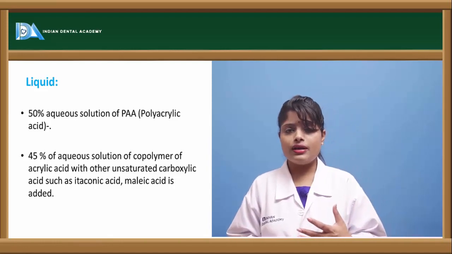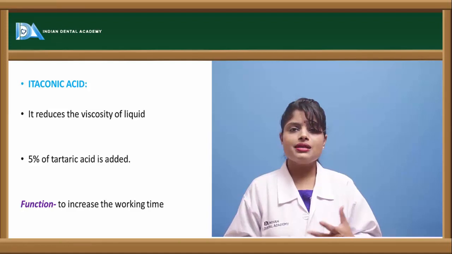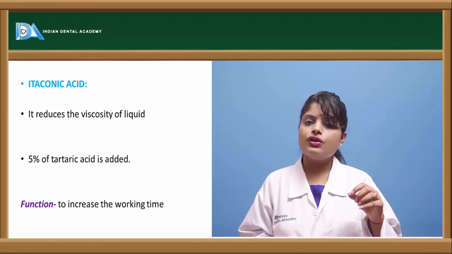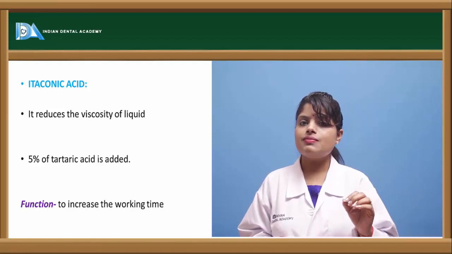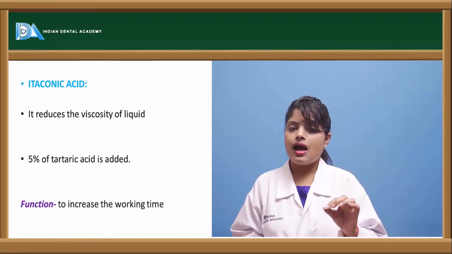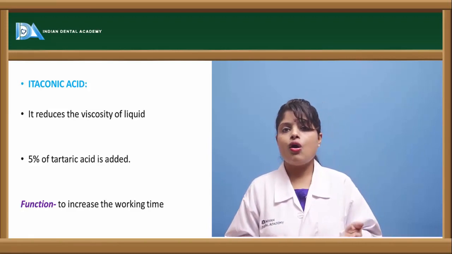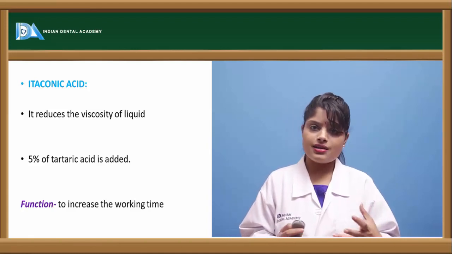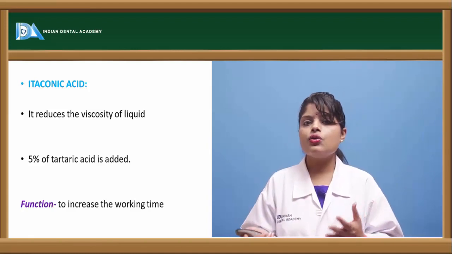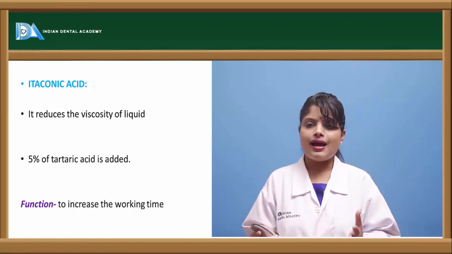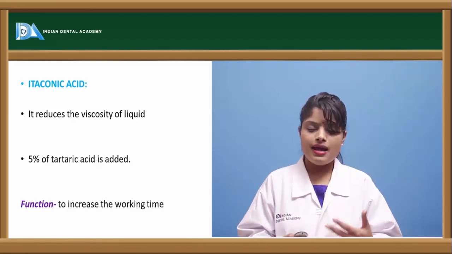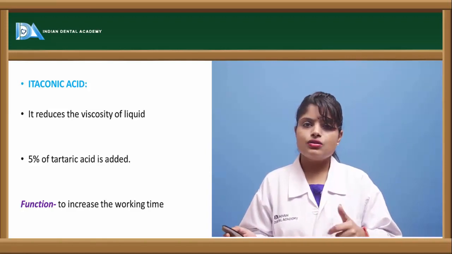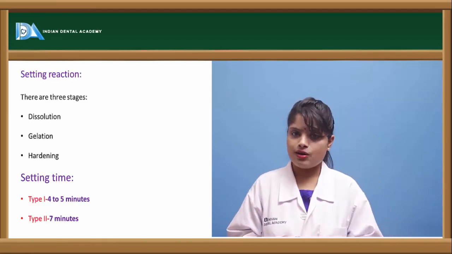Next comes the itaconic acid or the malic acid, which helps in the workability of the cement. The itaconic acid reduces the viscosity created by the glass particles and helps in the flowability of the cement and gives it resilience. Then comes the tartaric acid. The tartaric acid, when added, increases the working time of the glass ionomer cement. That is, it gives the cement more time for setting, so it gives more working time.